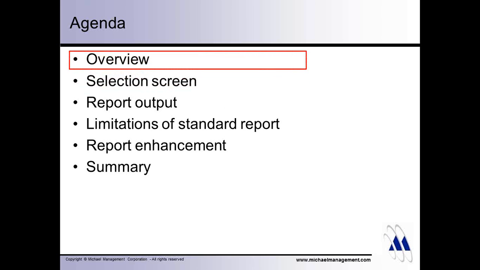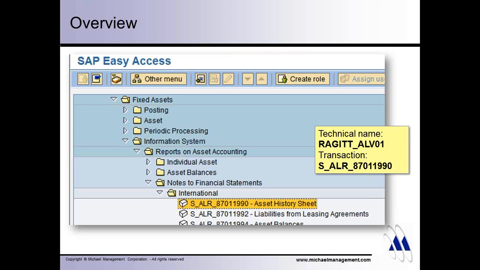So let's take a look at the overview. The Asset History Sheet report, or some people refer to it as the roll forward report because it rolls forward asset values from the beginning to the end of a reporting period, can be accessed through the regular reporting tree for asset accounting. Here's the menu path. I'll also put the transaction code right there and the technical reporting name, if you need that.